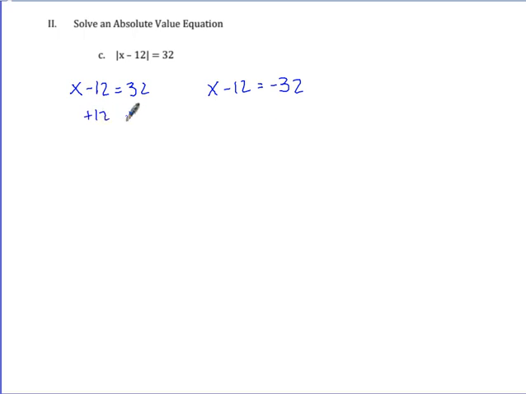And then we solve it just like regular solving equations. Alright, so I have two different possible answers. Here x would be 44, and here x would be negative 20. So both of those are possible solutions for this equation.